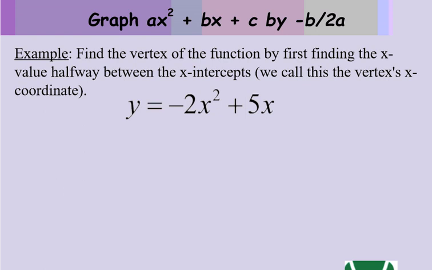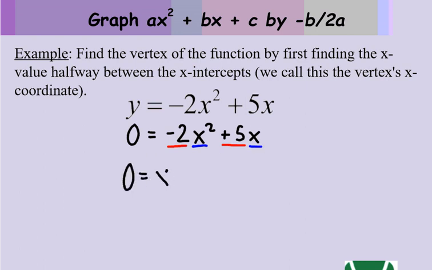If I wanted to find the vertex for this graph, I would first find the x-intercepts. And how do I find the x-intercepts? I want to find the x values that make y be 0. So I set y equal to 0, and then I'm going to factor this statement. This quadratic is a binomial. It only has two terms. So I'm going to do greatest common factor factoring. What's the biggest number I can divide out of 2 and negative 2, and 5? I can't. What's the most amount of x's I can divide out? Well, I can divide out 1x. So it'll be x, and then what's left behind is negative 2x plus 5.